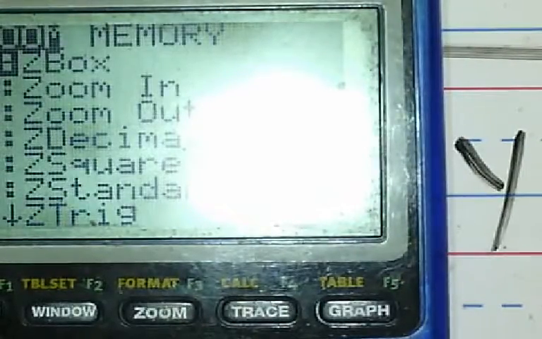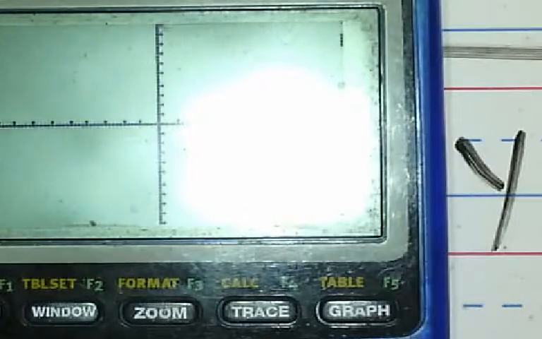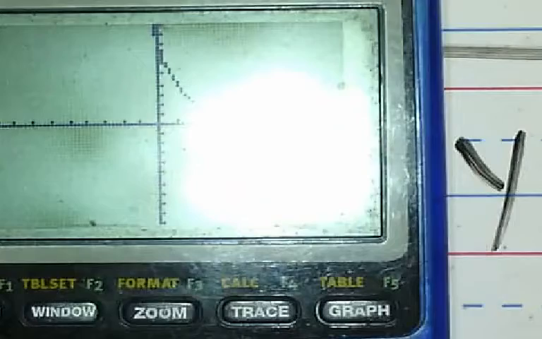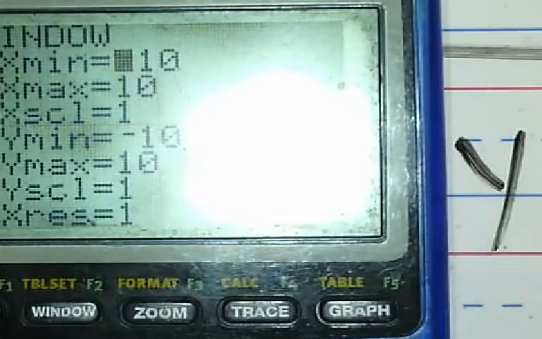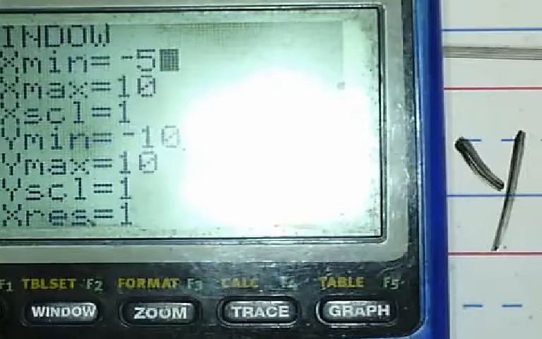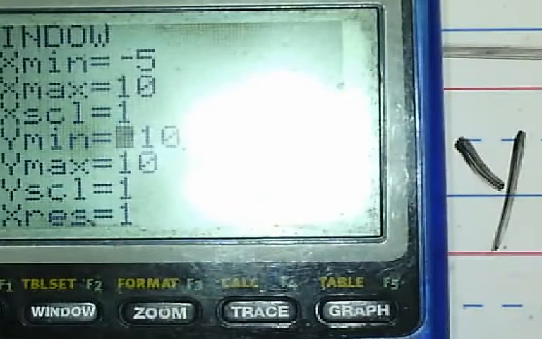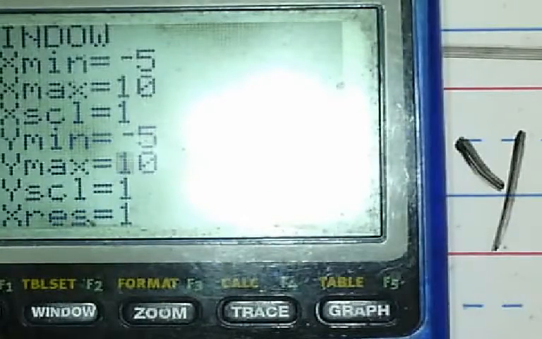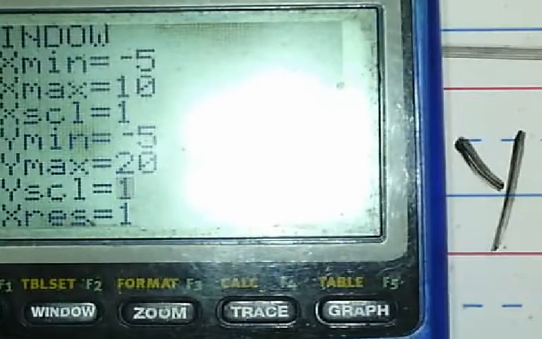And we can look at that right there. See, there's my graph. It's just like this one, right? If I want it to look exactly the same, I have to change my window so I don't have any negative parts. So let's make this -5. And then I go all the way up to that.